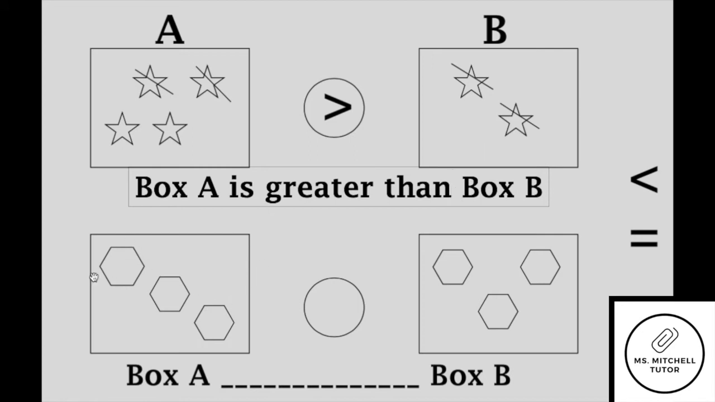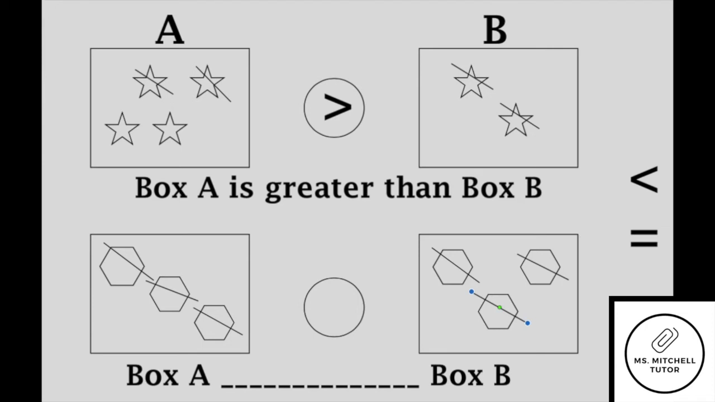Let's do this one together. I will cross them out one by one to see if there are any extras on either side. I cross out the first one in box A, then I cross out the first one in box B. I cross out the second one in box A, and then I cross out the second one in box B. I cross out the third one in box A, and cross out the third one in box B. I notice that there aren't any extras left in box A or in box B. This tells me that they both have the same amount.